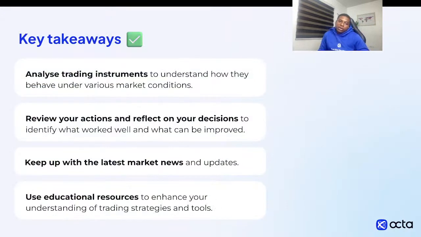Now, what are the key takeaways from this session? Number one, analyze trading instruments to understand how they behave under various market conditions. Review your actions and reflect on your decisions to identify what works well and what can be improved. Keep up with the latest market news and updates. Use educational resources to enhance your understanding of trading strategies and tools.